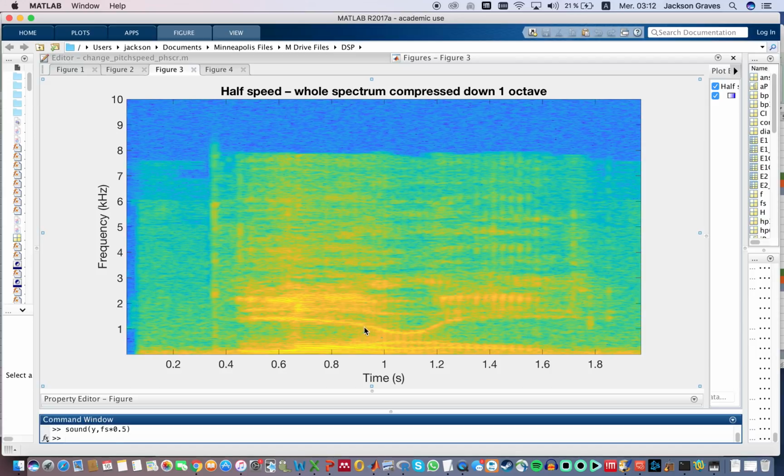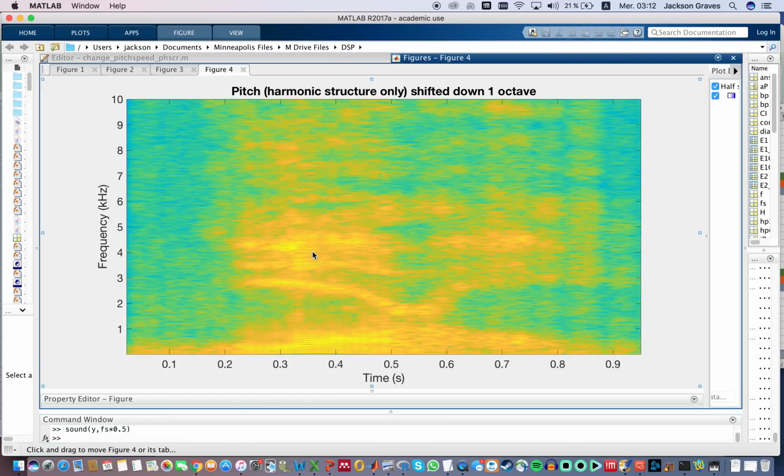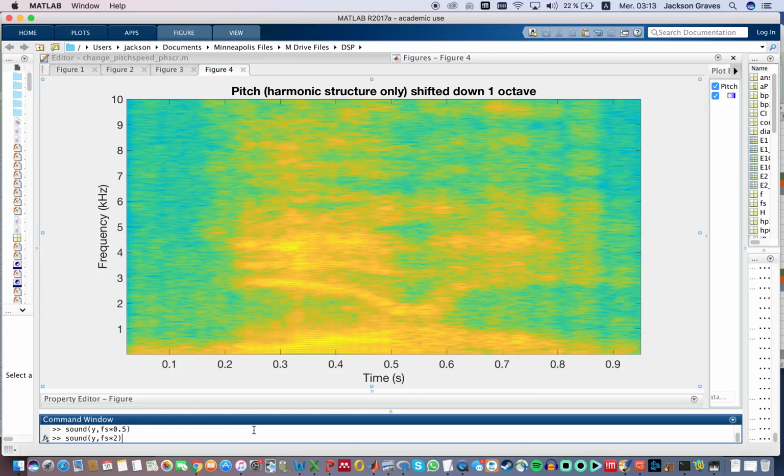And just to demonstrate that, I have a version of this where instead of speeding it up or slowing it down, which shifts the whole frequency spectrum, we've kept the formant frequencies the same, but just replaced the harmonic structure to shift the pitch down 1 octave. So the pitch is shifted down by the same amount as in the last version, but we kept the formant frequencies like they were in the original version. And here is what that sounds like.